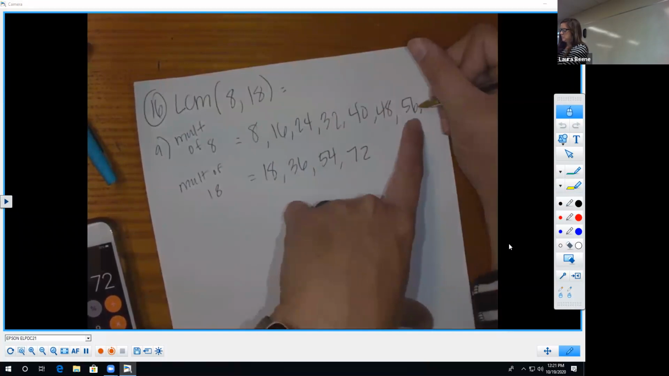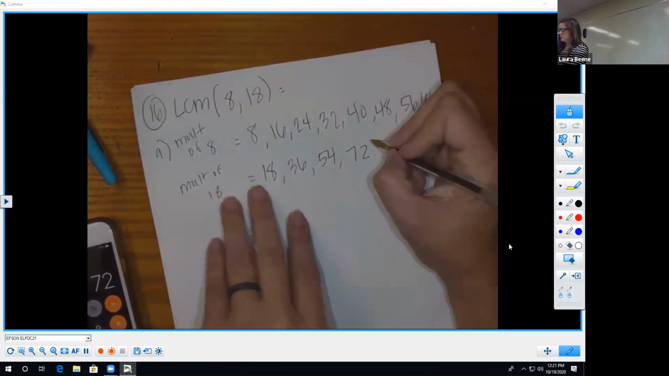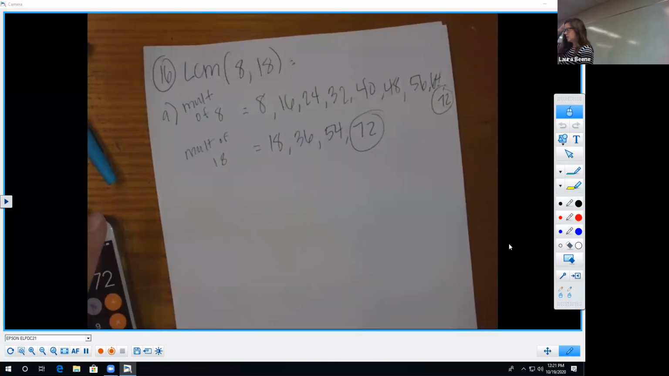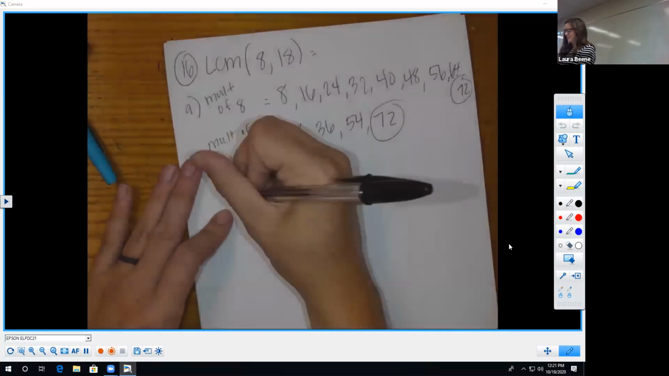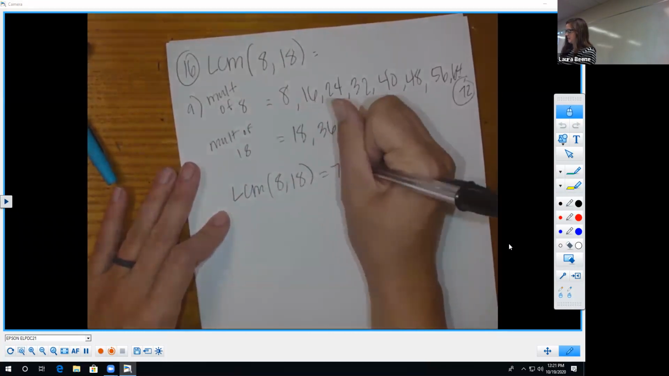Let's see. That's 8 times 7. 8 times 8 is 64. 8 times 9 is 72. So this is the smallest one they have in common. So your least common multiple of 8 and 18 is 72.